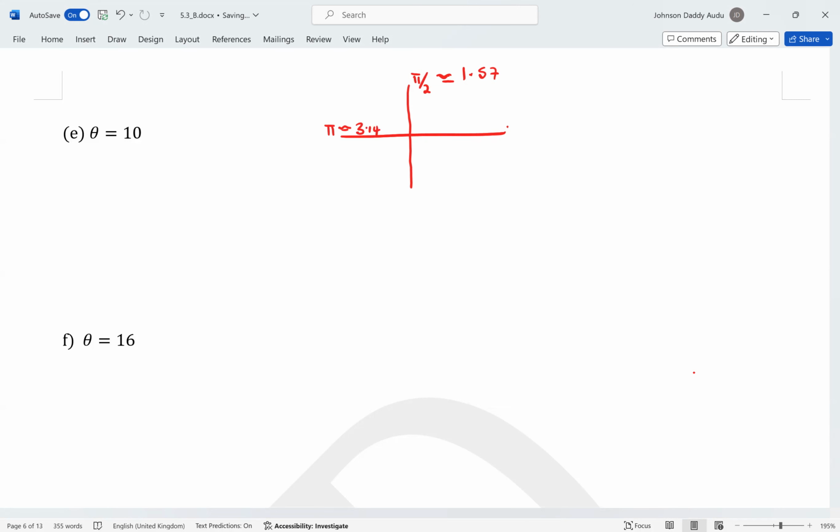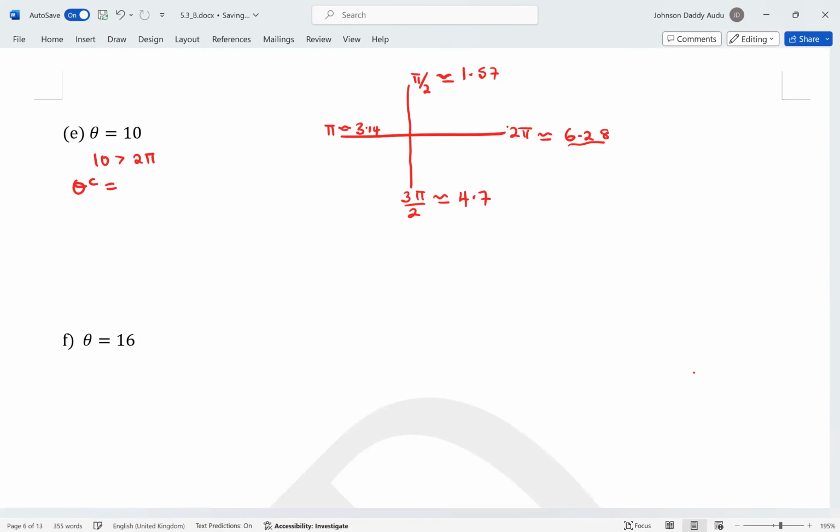And here also we have pi. This is 3 pi over 2, which is approximately 4 point something, so this would be around 4.7. Yes, around 4.7. And here we have 2 pi, which is approximately around 6.28. Now, if you look at this 10, it means that 10 itself is greater than 2 pi, because 2 pi is around 6.28. So first of all, we need to find the coterminal.